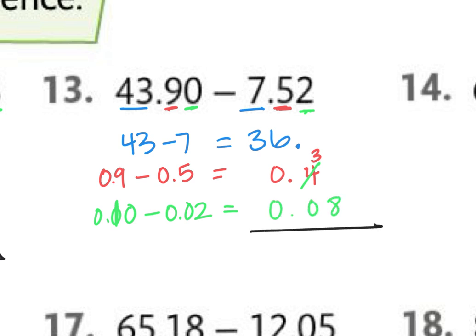Now we can add all of these up. So in the whole numbers, we have 36. Bring down our decimal, 3 tenths, and 8 hundredths. There we go. We got 36 and 38 hundredths.